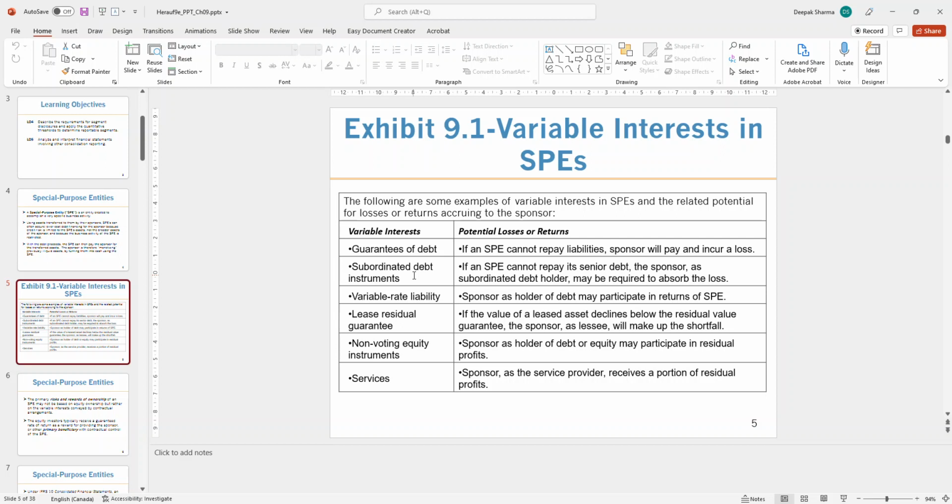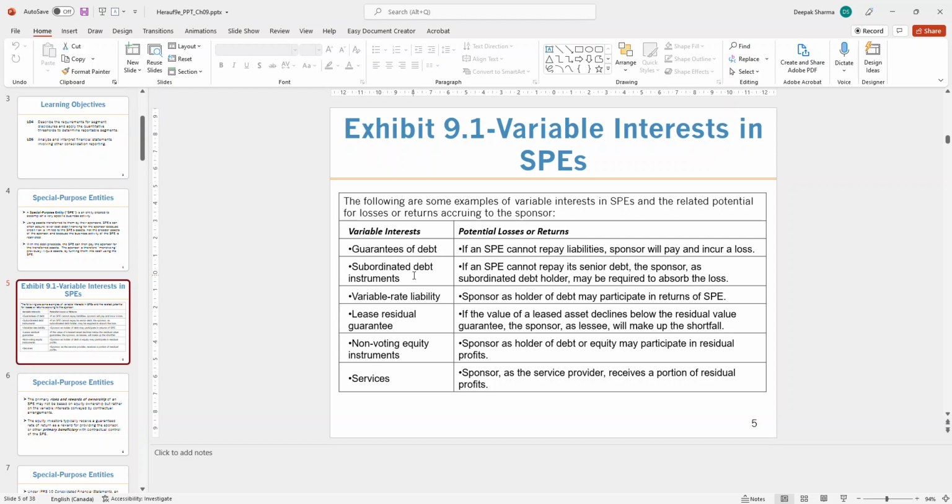Now, variable rate liabilities. The sponsor as a holder of debt may participate in the return of the SPE. So what could happen is the company has a debt, and it will sponsor some of the debt, which will provide a return to the SPE, either in the form of dividend or interest, and that could also be a relationship that's built.